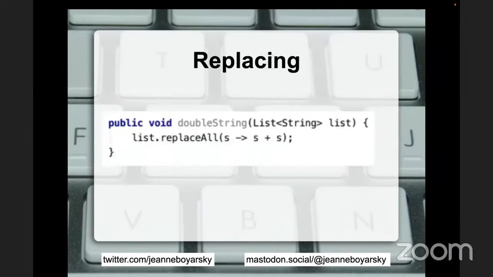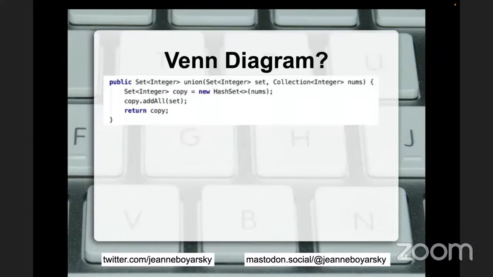Okay, I can double my string. Contrived example, but it does show that replaceAll exists. And then we have the Venn diagram operations. Those are fun. We all remember Venn diagrams, right? It's like why cats are like vacuum cleaners, and then we see what's in the middle and what they have in common. They're self-cleaning. That's a good one.